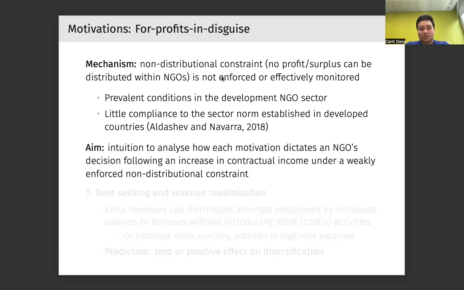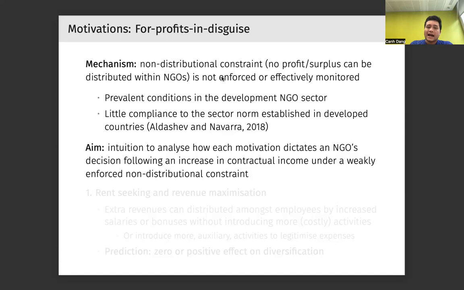There is a lot of evidence from the literature on how little the compliance is to the sectoral norm established in developed countries. We don't see much of this constraint being observed and complied with in developing countries. So our model would be using this mechanism to show how a sudden increase, or an exogenous shock in income, would affect the decision made by an NGO on the number of activities that they would offer.